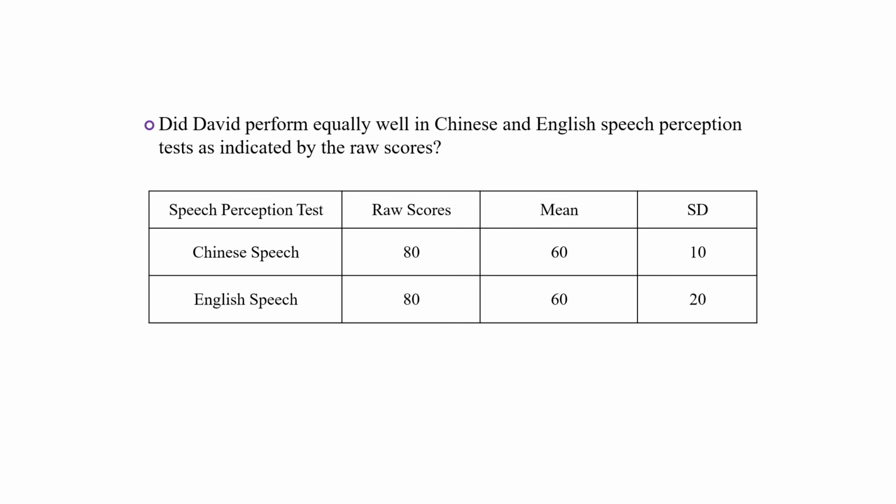And now you know the formula. You need to subtract the mean from the raw score and divide it by the standard deviation, and you'll get the Z score for David for each of the tests. So for the Chinese speech perception test, the Z score would be 2, and for the English speech perception test, the Z score will be 1.